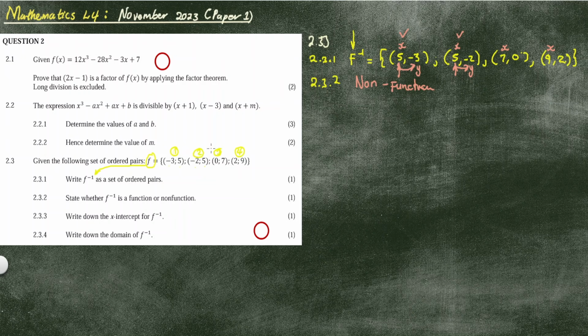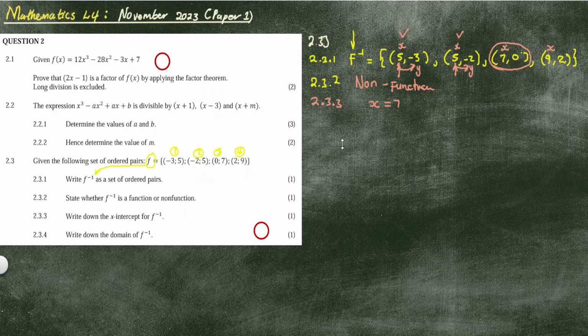It's a non-function. Now with 2.3.3, write down the x-intercept of f prime. So the x-intercept is x equal to 7. This is the x-intercept, 7 and 0. So when x is equal to 7, that's where the x-intercept is found.